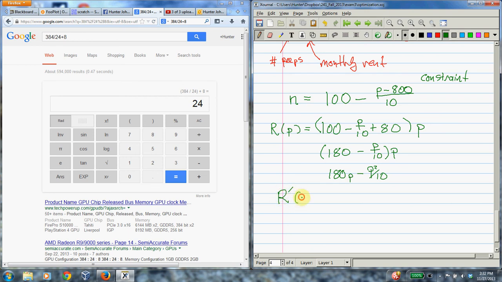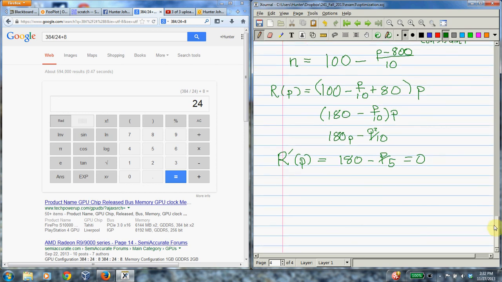So this is a stage where we're just using calculus to find the optima. So this is 180 minus P over 5 is equal to 0. Alright, so that means P is equal to 5 times 180, so do the algebra on your own and confirm. And this is $900. Okay, so that means that the optimal rent is $900.